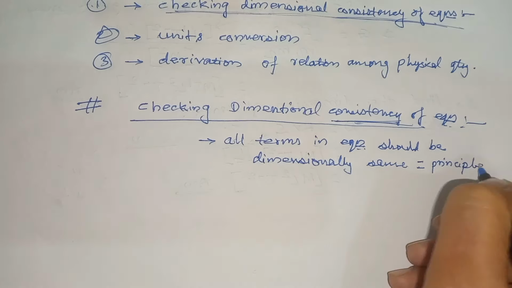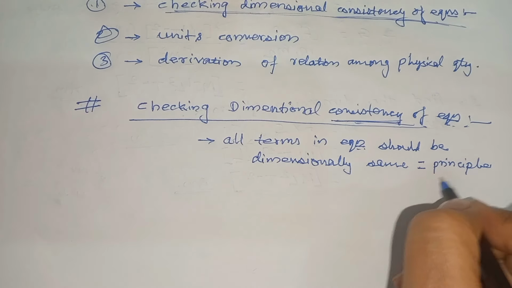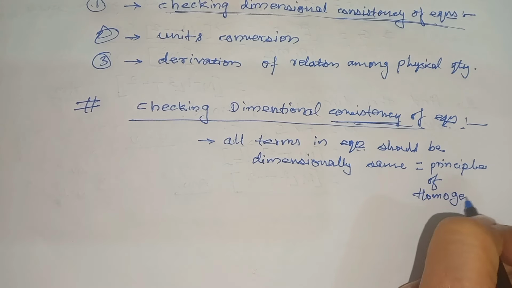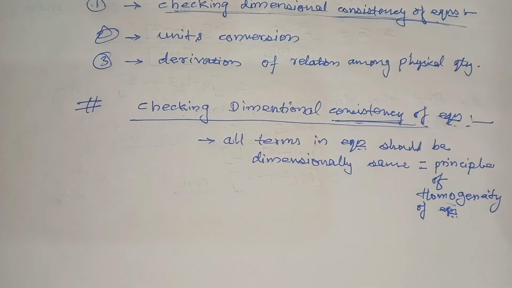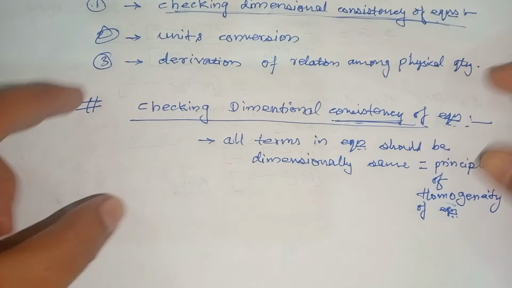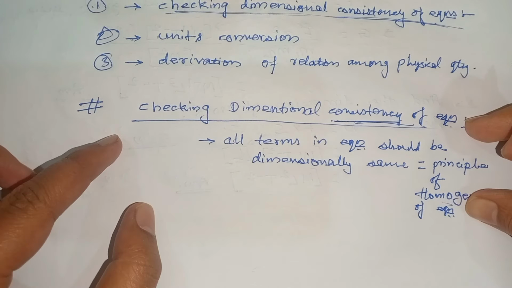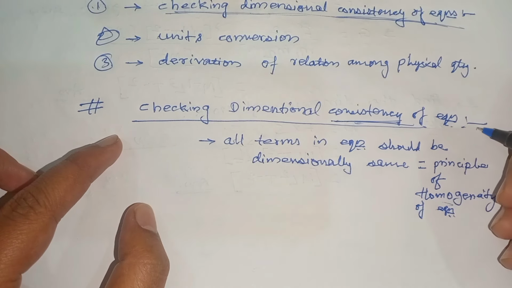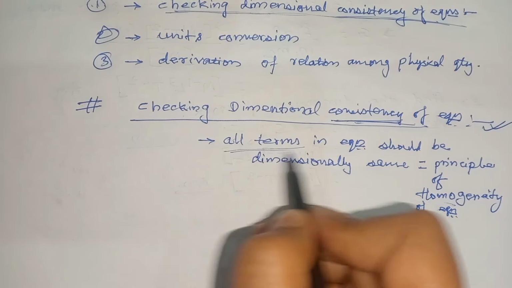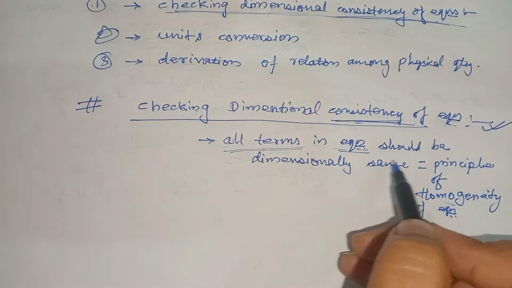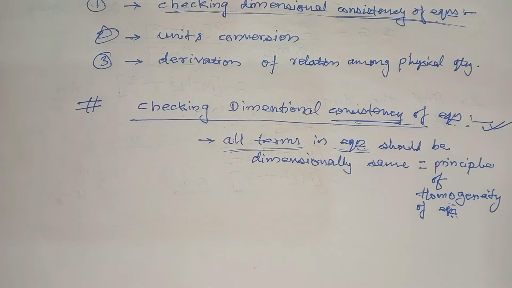A very important question arises from this. What is the principle of homogeneity? This rule is also called the principle of homogeneity of equations, and it is the checking of whether the equation is dimensionally correct or not. This is the first application of dimensional analysis. In this, we take all the terms involved in the equation, find the dimensions of all the terms, and the dimensions of all the terms will be the same.